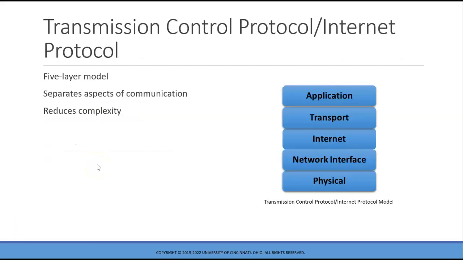Computer networking in this course will be explained using the layered Transmission Control Protocol/Internet Protocol reference model, as you can see right here in the blue. The concept of a layering model is presented along with a 5-layer Transmission Control Protocol/Internet Protocol, or TCP/IP, reference model. This model is used to help reduce communication complexity by separating the aspects involved in communication.